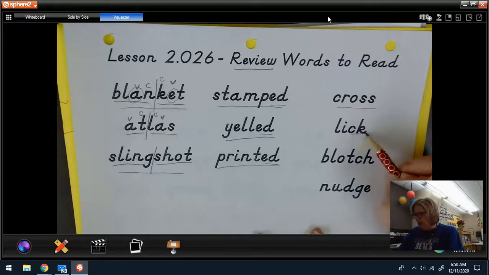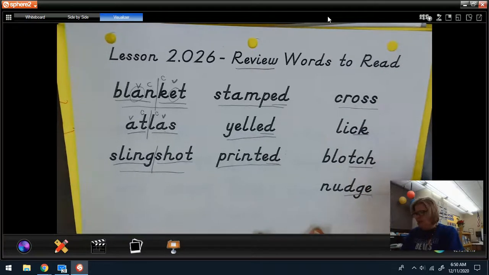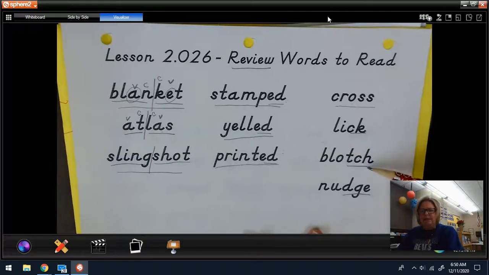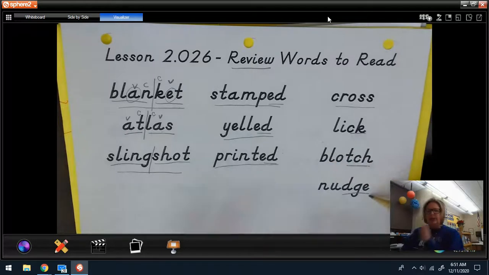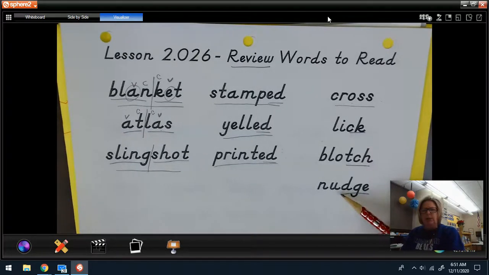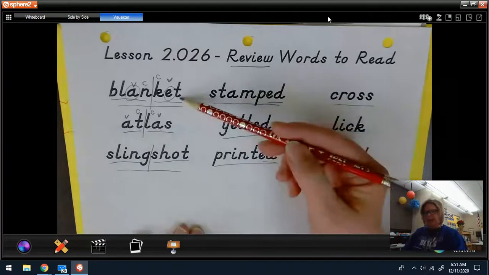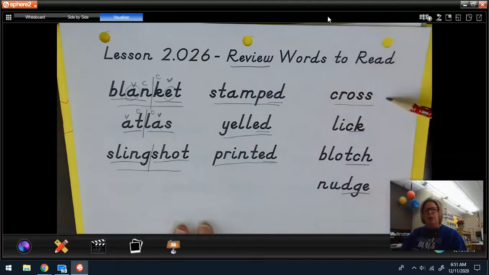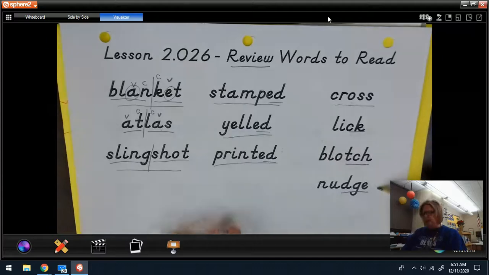These words all follow the same rule as far as one syllable, one short vowel. If you hear k on the end, you add ck: lick. If you hear ch at the end of a one-syllable, one-short-vowel word, blotch, you add tch. And the last one is if you hear j at the end of a word, one syllable, one short vowel, it's dge: nudge. All right? Blanket, atlas, slingshot, stamped, yelled, printed, cross, lick, blotch, and nudge.